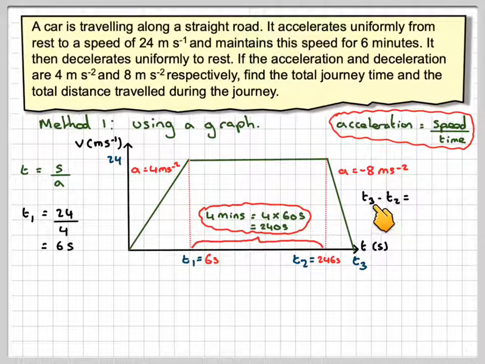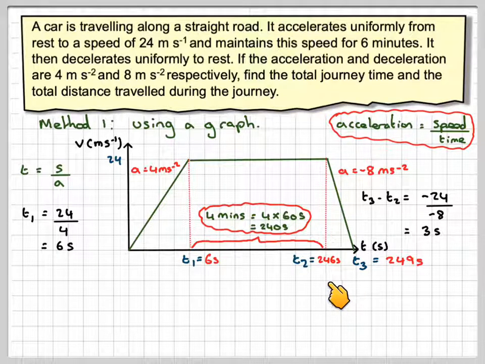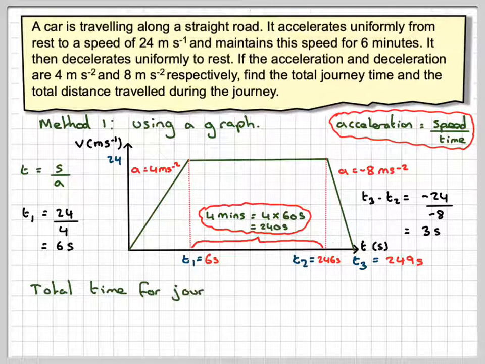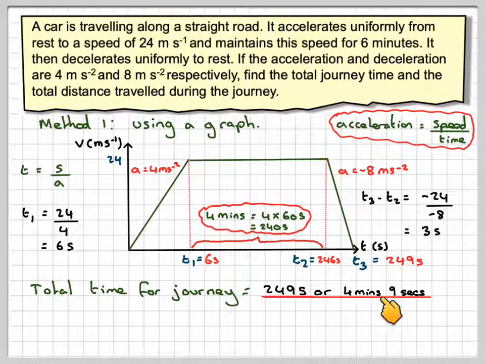The last part of the journey, t3 minus t2, i.e. this time here, will be found by taking the speed, which will be minus 24, divided by minus 8, because the acceleration is minus 8, and we're using velocity here, so the velocity will be going back towards the negative direction. So that will give me 3 seconds. Therefore, the total time will be 246 plus 3, which gives me 249 seconds. So the total time for the journey will be 249 seconds, or in minutes, 4 minutes and 9 seconds. And I'll show you how to work this out later.